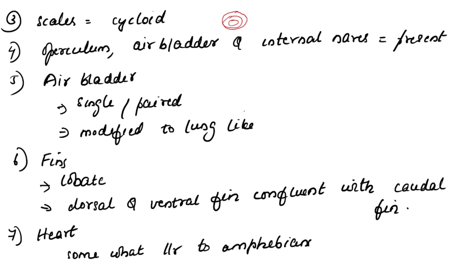Caudal fin means what? Suppose this is a fish and this is its caudal fin, and here the dorsal fin is extending towards the back and joining with the caudal fin. Ventral fin is also like that. It is extending and joining. It is continuous with the caudal fin. Both seem like a continuous fin in that way. Dorsal fin also extends and is continuous with the caudal fin. Ventral fin also grows backwards and is continuous with the caudal fin.